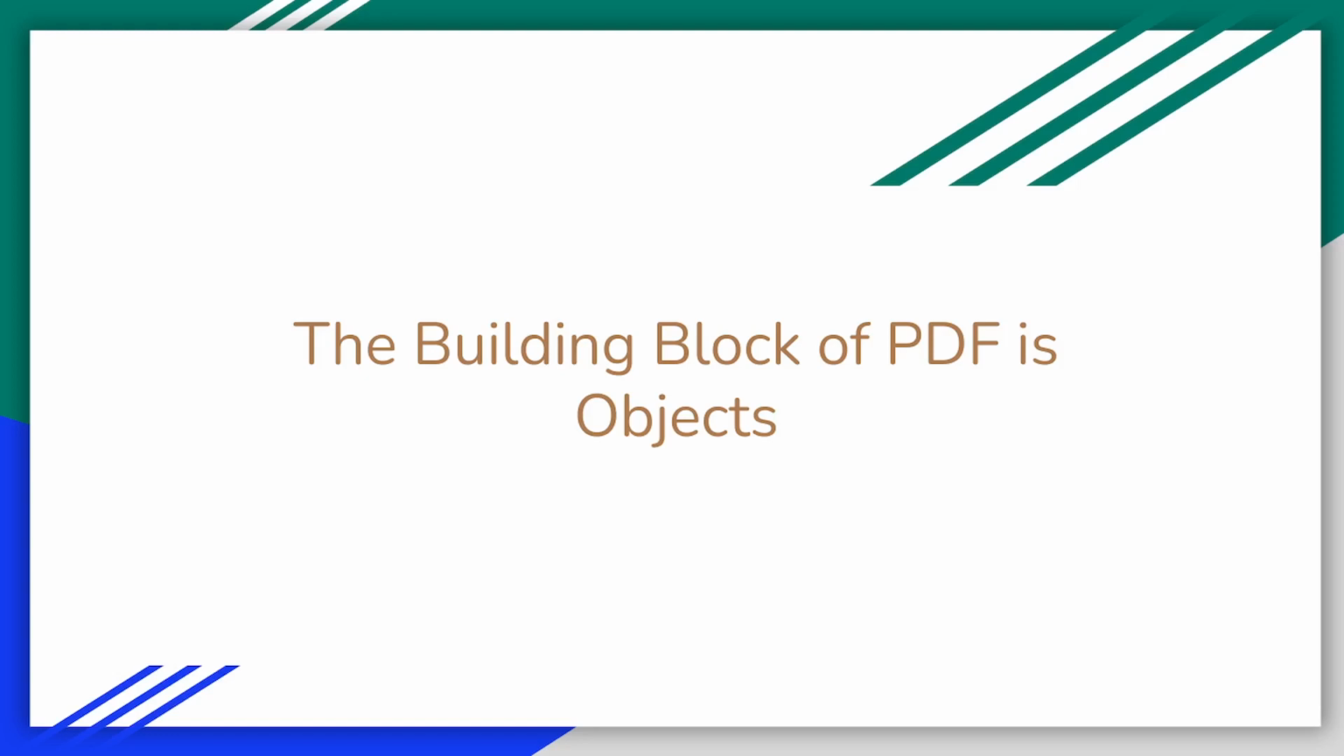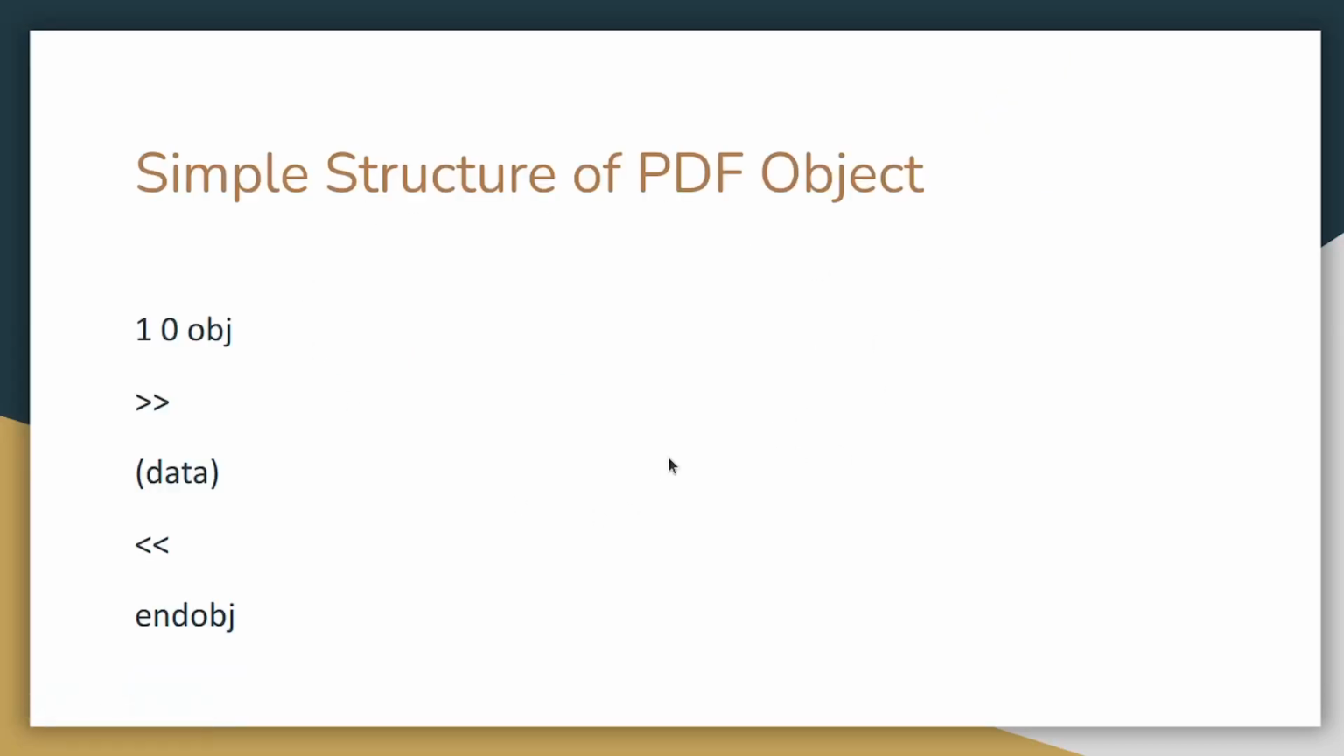So the first part of the video, the introduction part, is totally comprised of understanding the PDF objects. So we'll start off with the basic structure of how a PDF object looks. So this is how a PDF object looks like. The starting is this one, the 1 0 obj. So let me explain what this means.